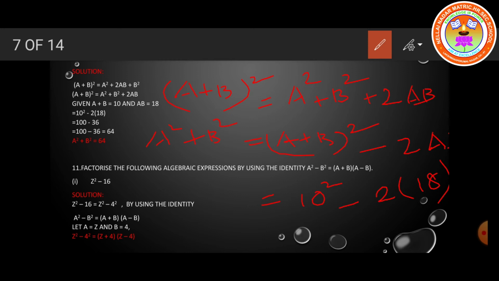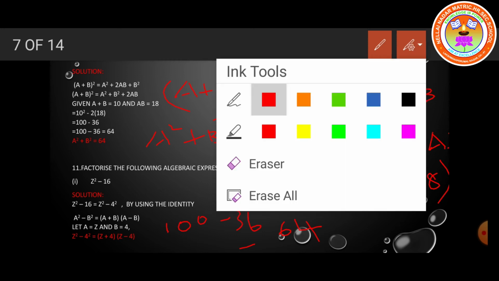10 square means 100, minus 2 into 18, which is 36. 100 minus 36 is equal to 64. Can you understand, all of you? Yes. Now we are going to see the next sum.